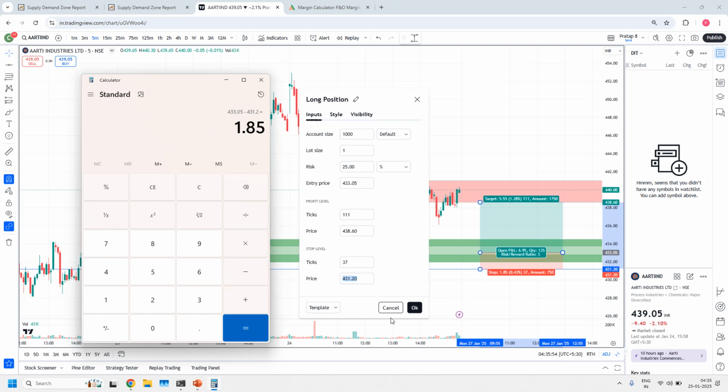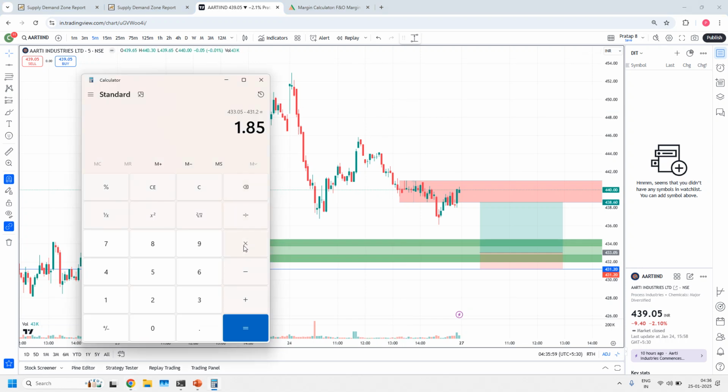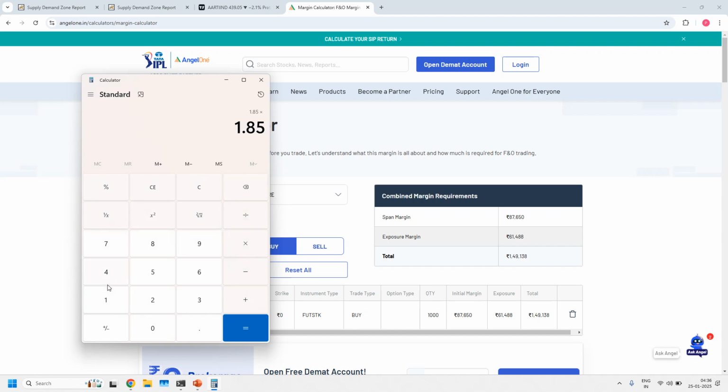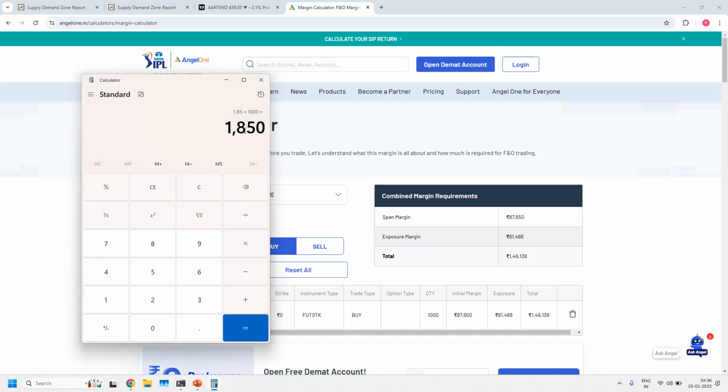So the difference is 1.85. 1.85 into lot size is 1000, right? Yes, lot size is 1000. See, now earlier your stop loss value was around 3000 plus, right? Yeah, 3300 rupees earlier. Now it's reduced to 1850.